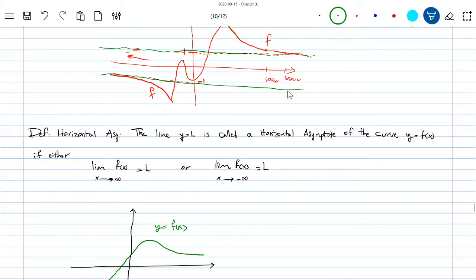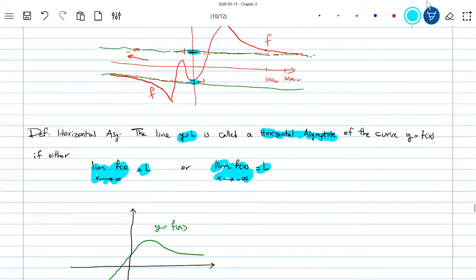So the basic definition of the horizontal asymptote is, we say the line y equal to L, in this case, for the last example, y equal to 1 and y equal to negative 1, is called the horizontal asymptote. So the horizontal asymptote is that dashed line for the function f if one of these two cases happens. It could be both of them, but one of them is enough. If the limit at positive infinity equals L, or the limit at negative infinity equals L.